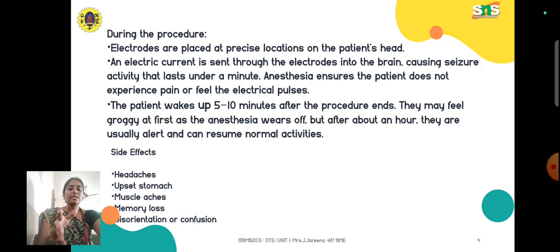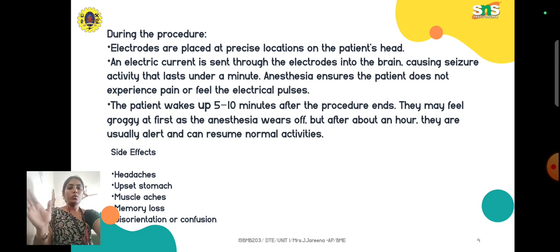And yes, of course there will be some side effects in this case. People may feel headache, upset stomach, muscle aches, memory loss, disorientation, or confusion. These are the different side effects people may feel when they undergo ECT treatment. These side effects can't be avoided, because when we go with a particular treatment, obviously there will be other effects, so we have to compensate or take care by taking some other medicines and so on.